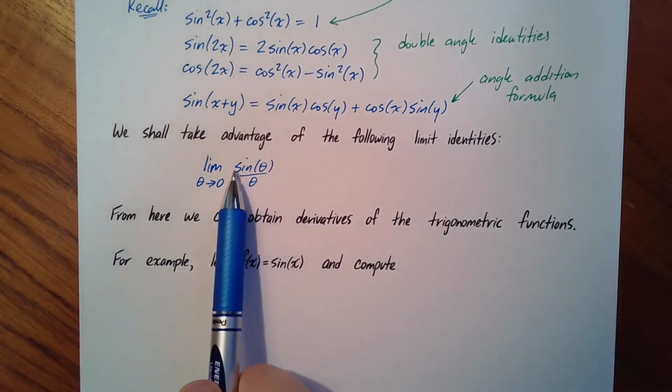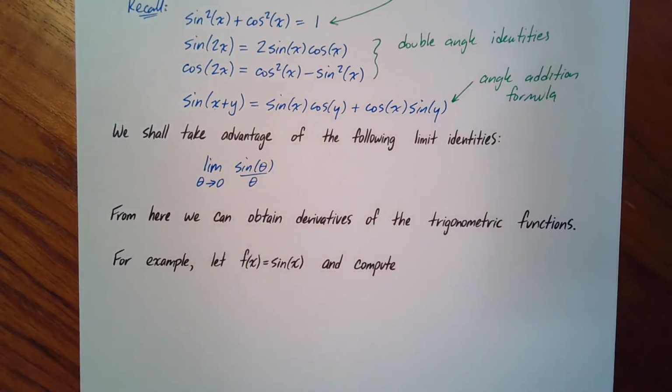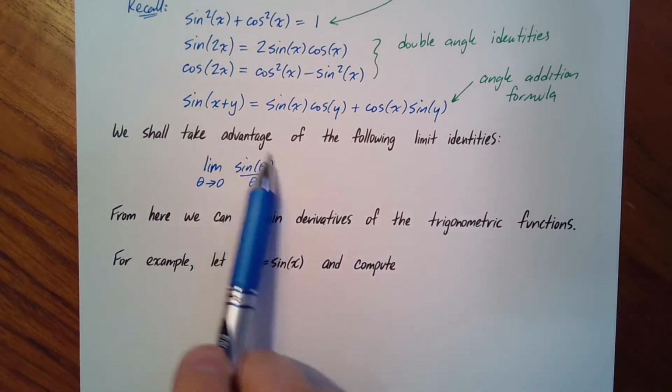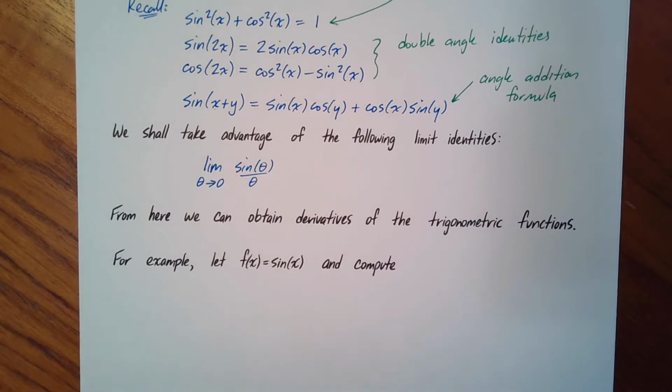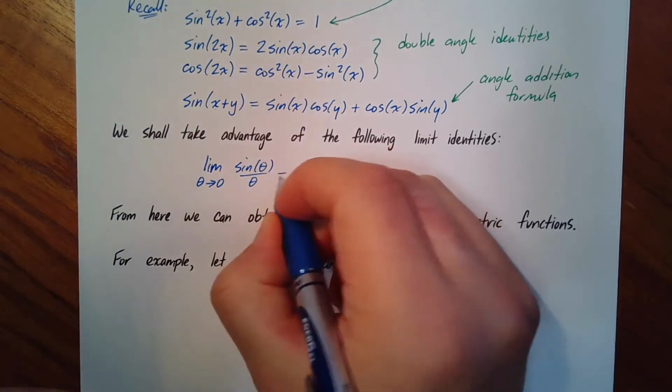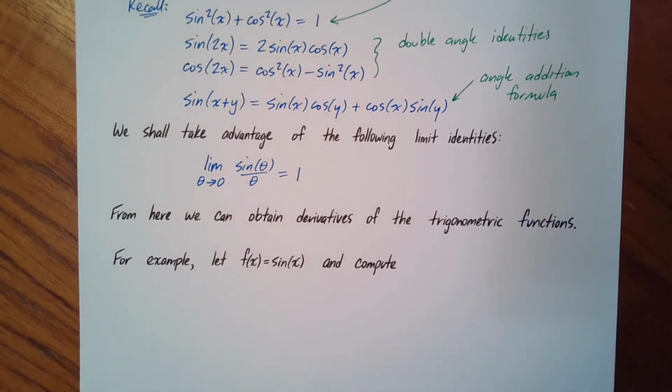If I look at the fraction of sine of theta over theta, and I ask the question, well, what happens to this fraction as theta gets really, really small? Well, it turns out that this fraction actually approaches 1. So for values of theta that get very, very small, sine of theta and theta become indistinguishable. That's another way to phrase it. So that's the first one.